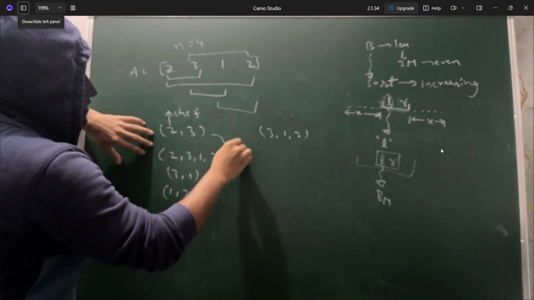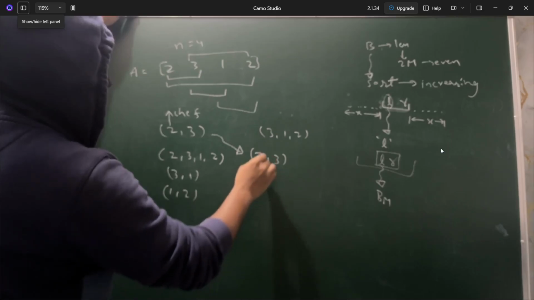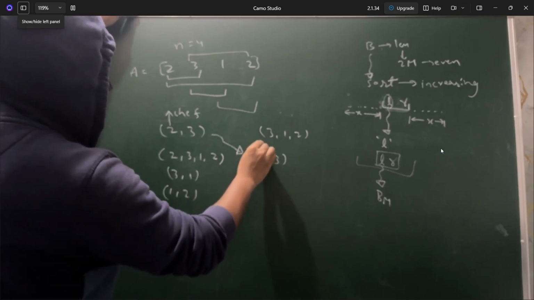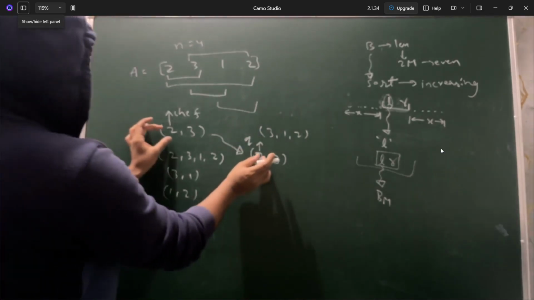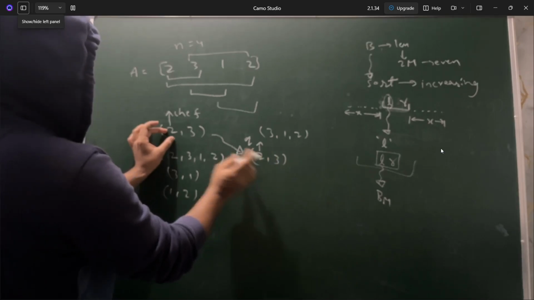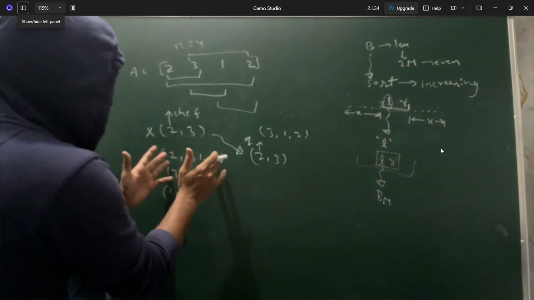But now let me try to sort it. When I sort it, it is also 2 comma 3 only, and its median is 2 only according to the question. Let me denote it as q. So both medians are the same. So this is not a valid subarray. Now let's try to find this one.